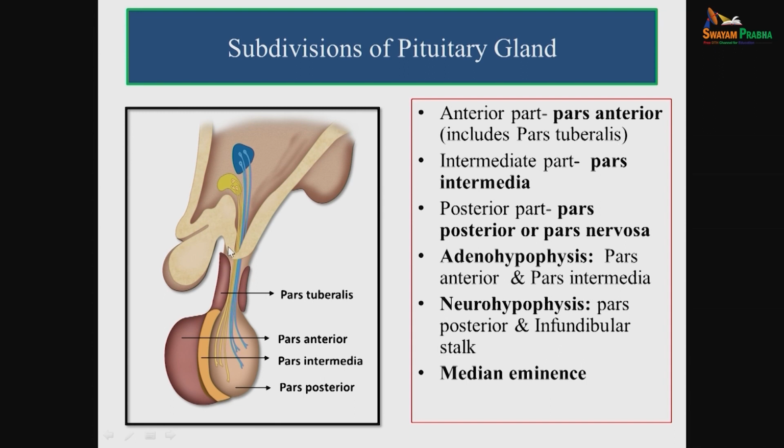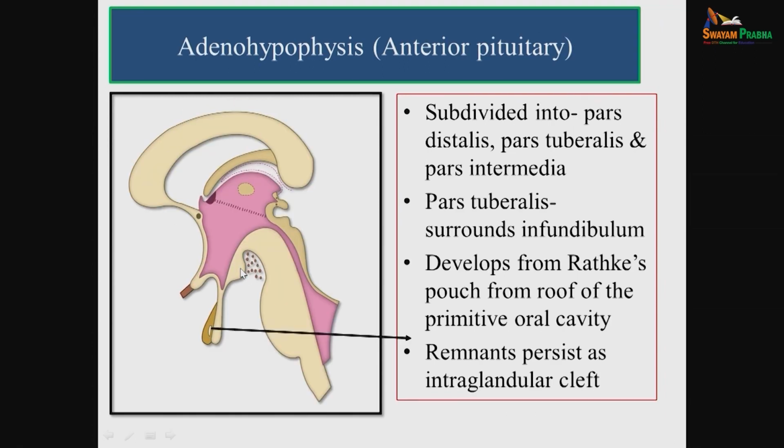The region of the floor is called the tuber cinereum and the region surrounding this tuber cinereum is called the median eminence. So, the pars distalis, the pars tuberalis and the pars intermedia form the anterior lobe, which is called the adenohypophysis. Embryologically, they develop from Rathke's pouch from the roof of the primitive oral cavity. After full development, sometimes there are remnants of Rathke's pouch, called the intraglandular cleft.